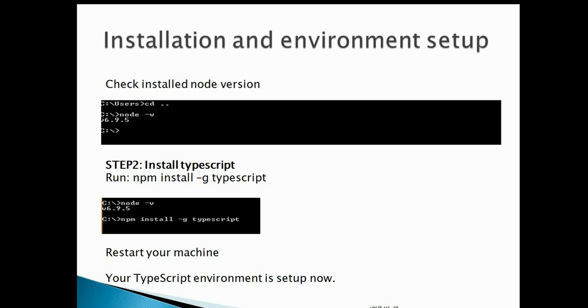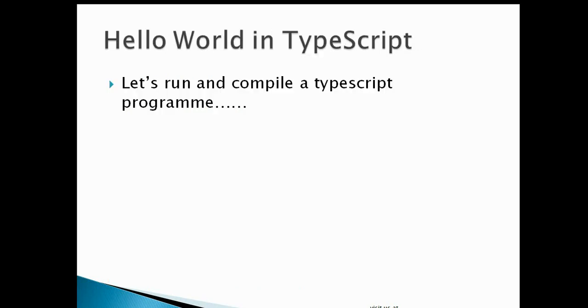So once Node.js is installed, now we have to run npm install -g typescript. After running this command, it will install TypeScript globally, right? So once the TypeScript installation is completed, just restart your machine and your environment is set up now. So now it's time to write a program in TypeScript.